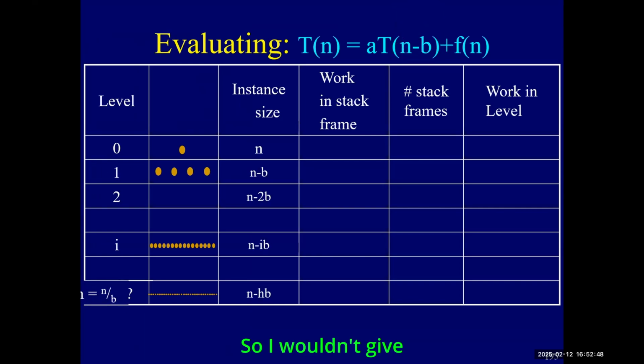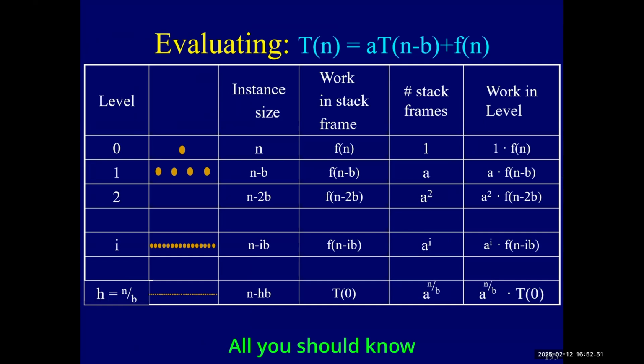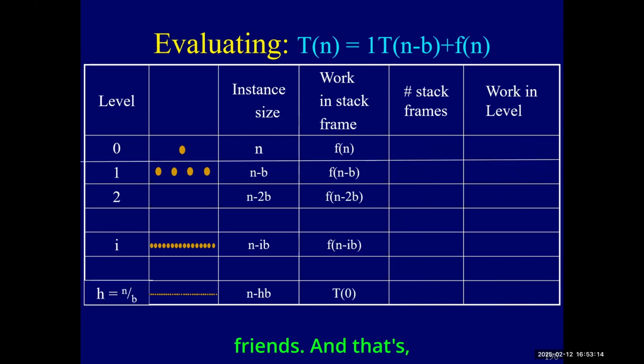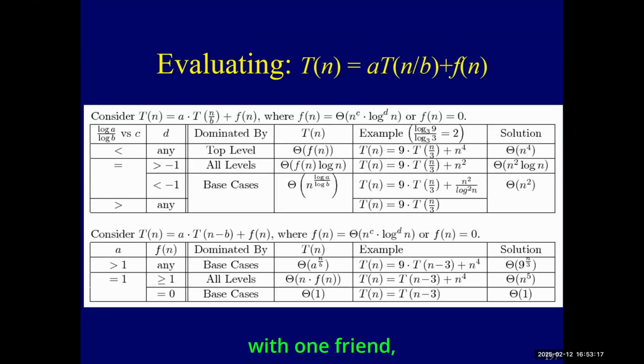So I wouldn't give this too much thought. All you should know is that if the input that I give my friend is just 1 smaller, and I have 2 or more friends, then it's going to be exponential time, right? If I only have 1 friend, that's okay. But don't have 2 friends. That's just saying here when we're subtracting, if you're subtracting off something, then you should just know it's going to be exponential time.